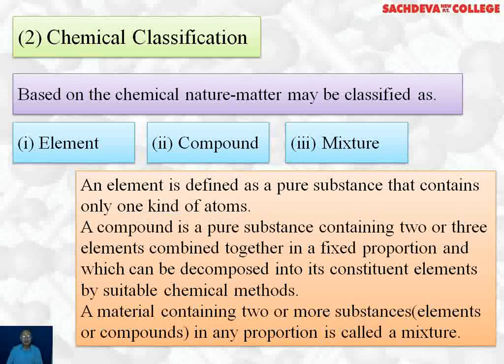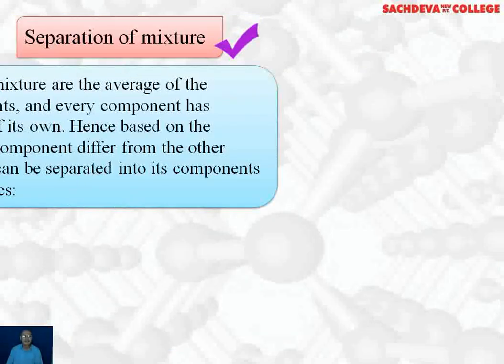A compound is a pure substance containing 2 or 3 elements combined together in a fixed proportion and which can be decomposed or broken down into its constituting elements by suitable chemical method. Mixture: a material which contains 2 or more substances, which may be elements or compounds, in any proportion is called a mixture. How do we separate a mixture?